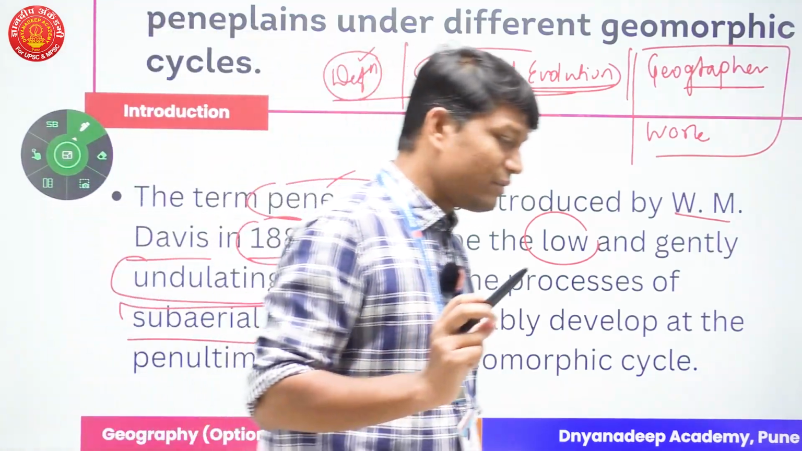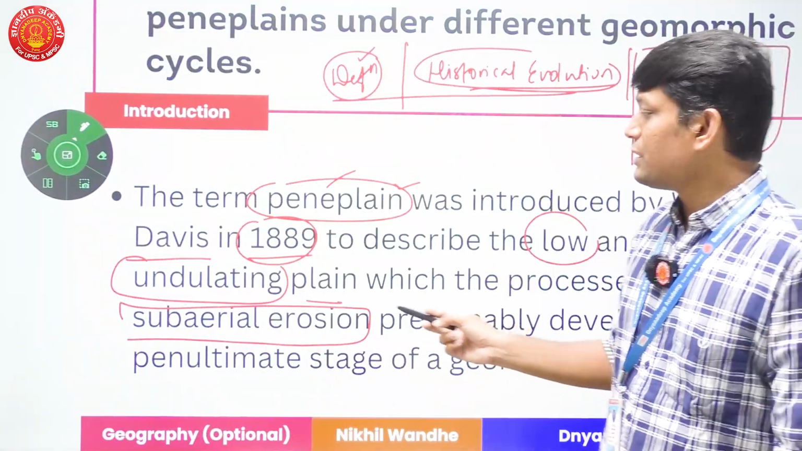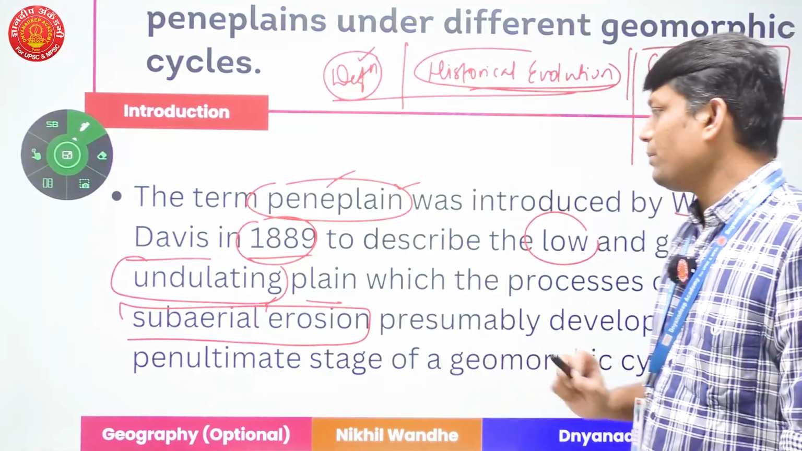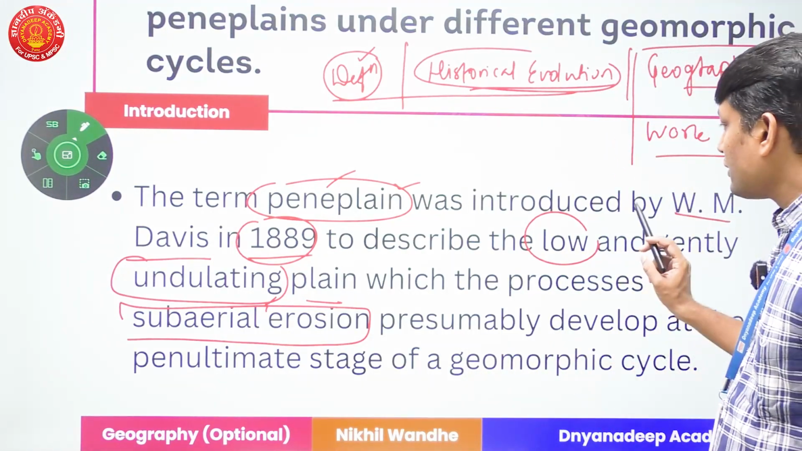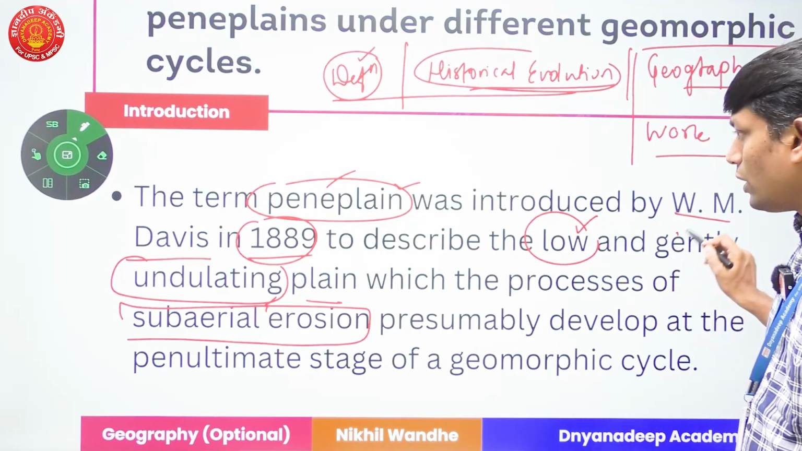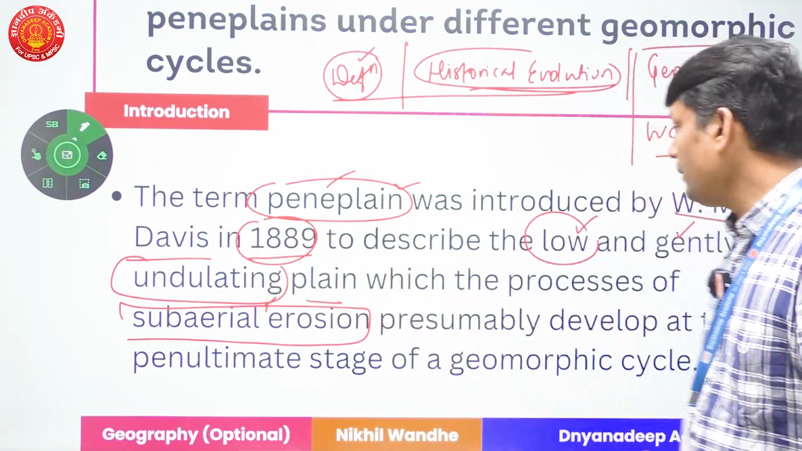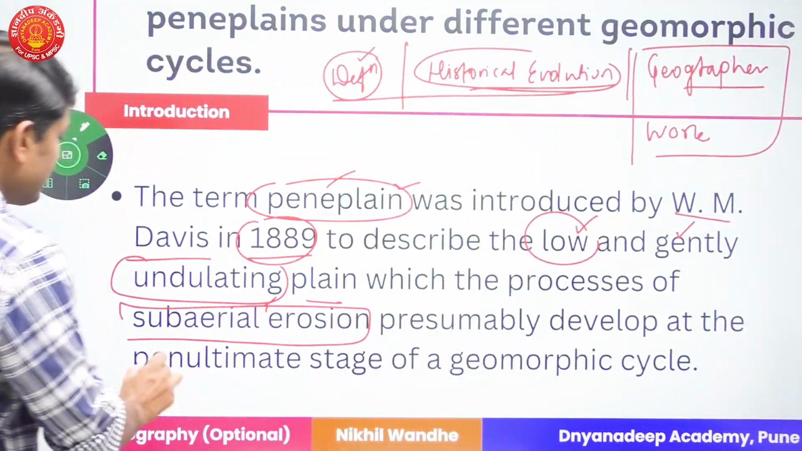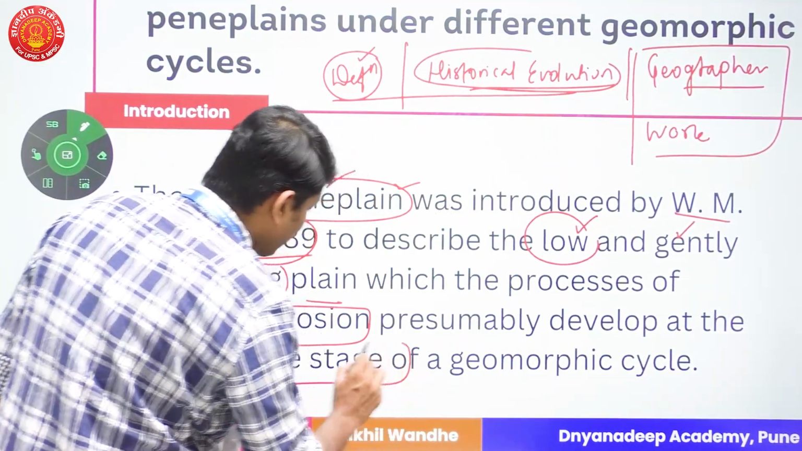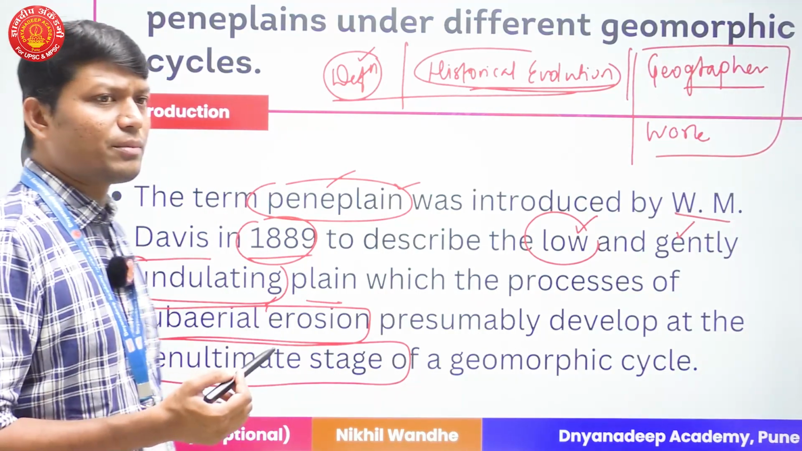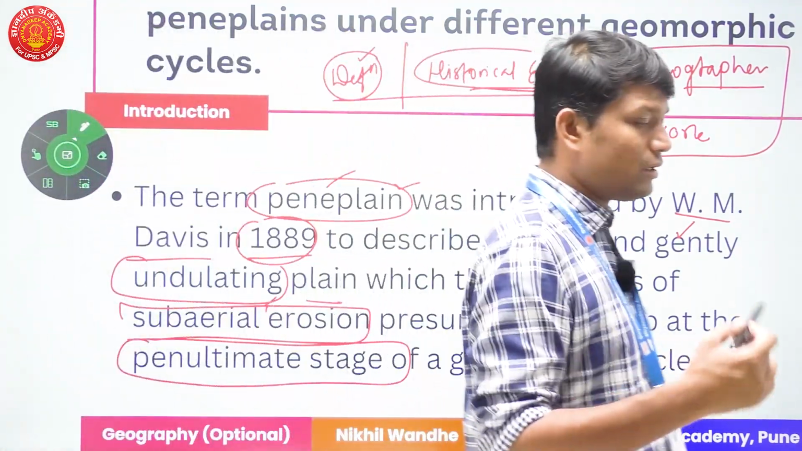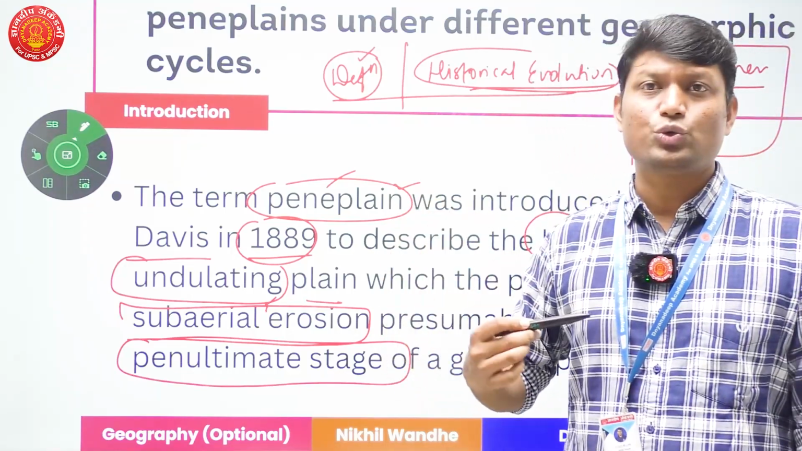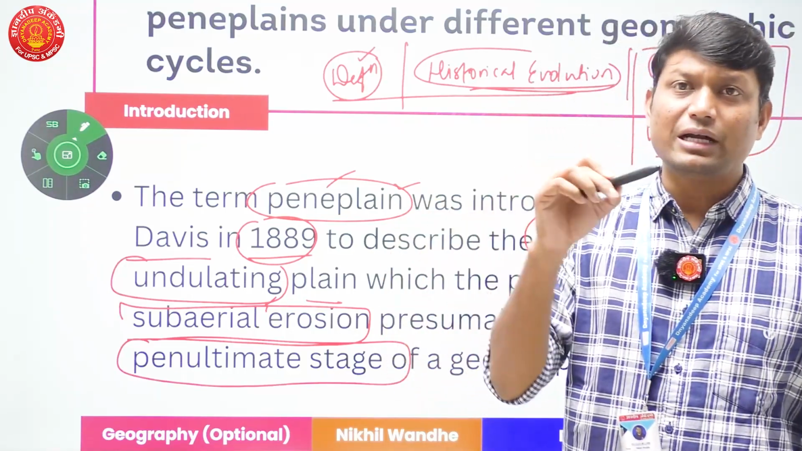So what we have is a peneplain, which is formed during the subaerial erosional process. What is the character of this particular peneplain? It is a low and gently undulating plain. Now, it develops in the penultimate stage, that is, the final stage of the geomorphic cycle, where we will have erosional surfaces and associated landforms.